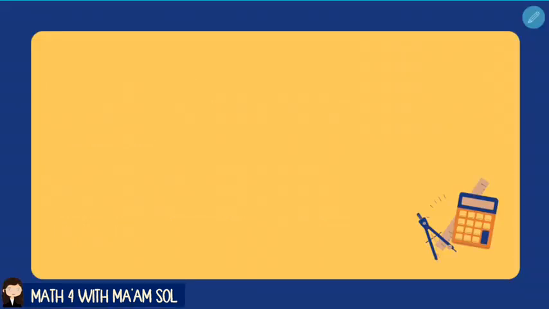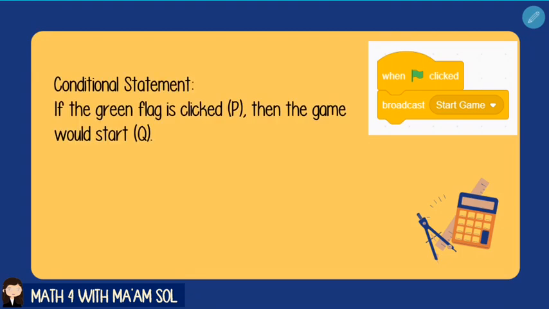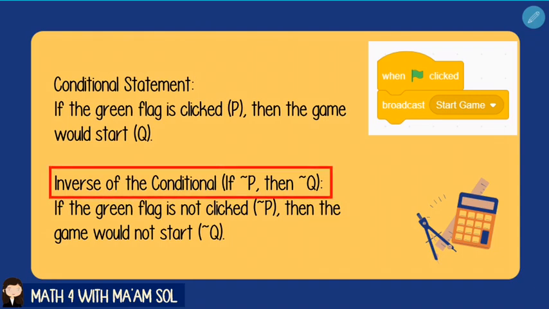Now, what if you negate both P and Q, such as in this example? Originally, our statement was if the green flag is clicked, then the game would start. If we negate P, then it becomes if the green flag is not clicked, and if we negate Q, it becomes then the game would not start. This form, when we put them together, is what we call the inverse of the conditional statement. This is again in the form if not P, then not Q.